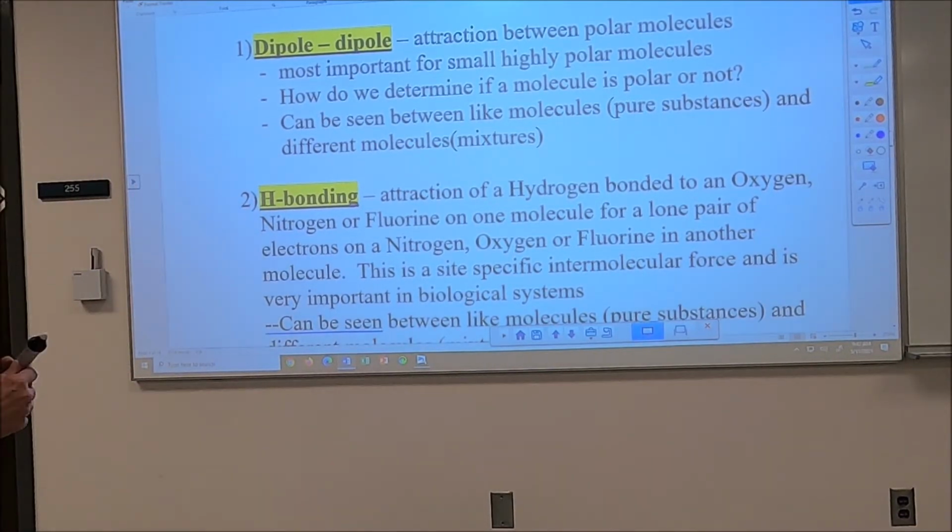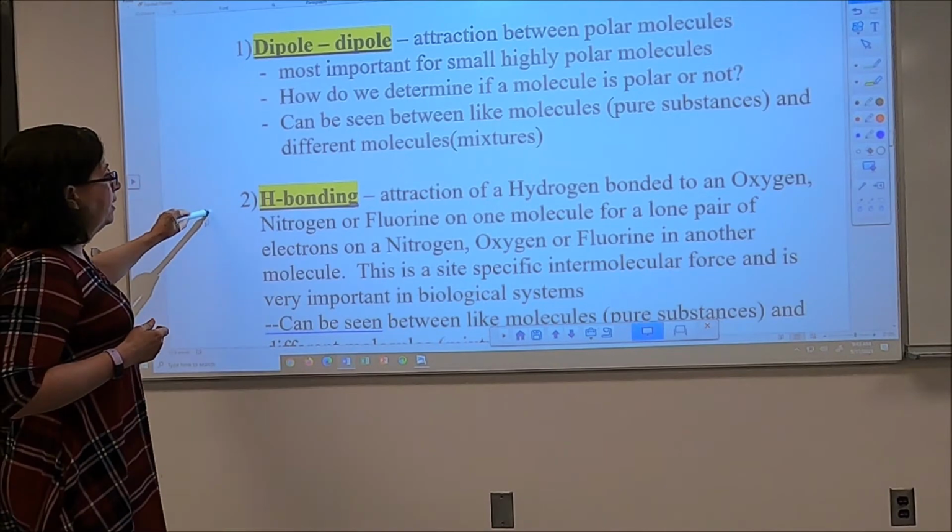First one is dipole-dipole. It's the attraction between polar molecules. Now, this is most important for highly polar molecules like ammonia or the water molecule. It can be seen when we have two identical molecules, so in pure substances, and dipole-dipole interactions are important when we are mixing molecules of different types. So water and ethyl alcohol interact through a dipole-dipole interaction.